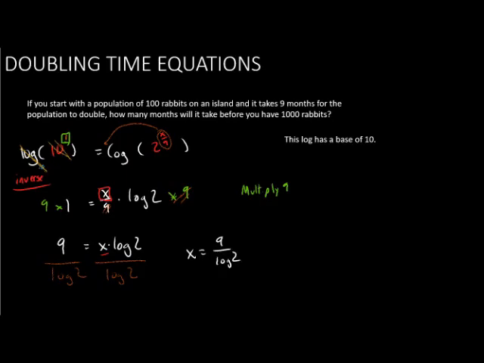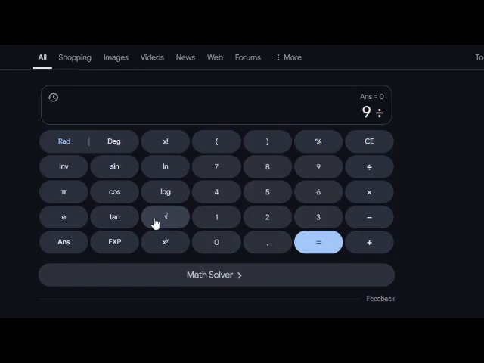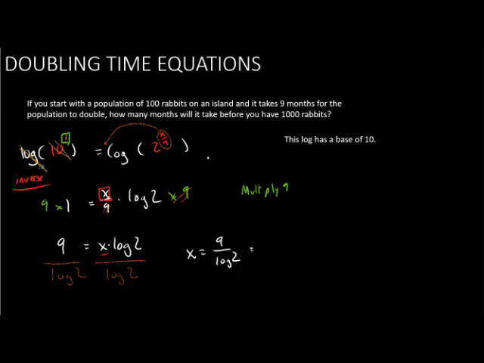If you want to get an approximate answer to go with this, you can always go to a calculator. If we divide, we get 29.90 months. This will be the time that has to pass in order to reach a population of 1,000 rabbits.